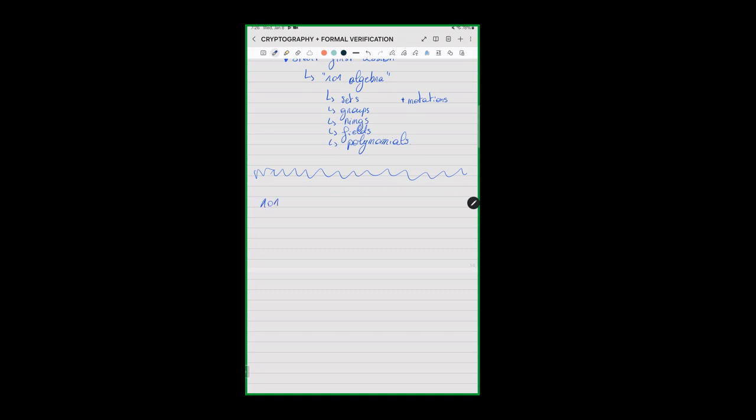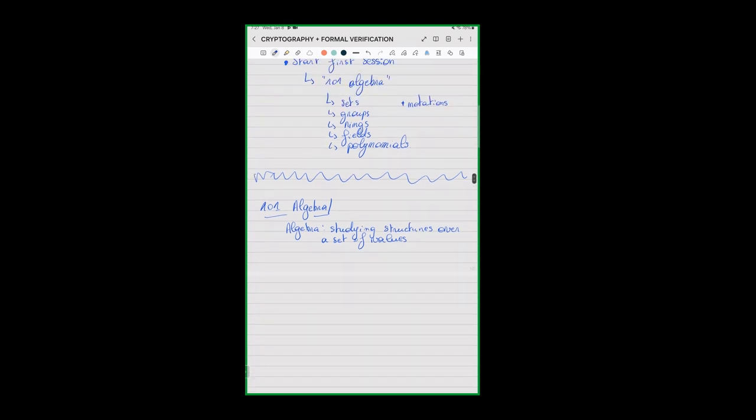Oh yeah, and you're going to see I hate slides, so I'm always going to write everything. So 101 algebra. First, basic question, what is algebra? It's mostly studying structures over a set of values. We try to define relations between values in a set.